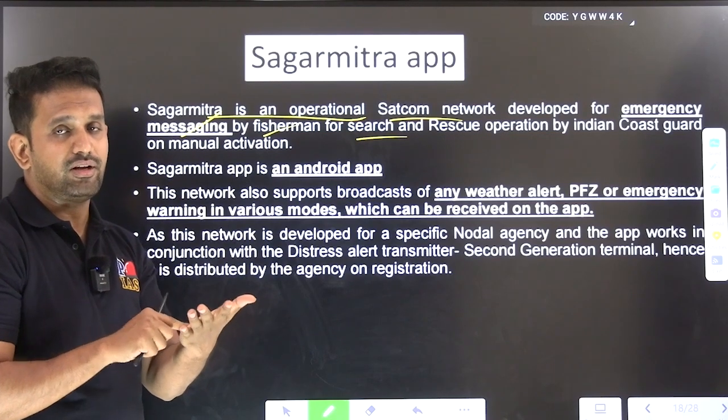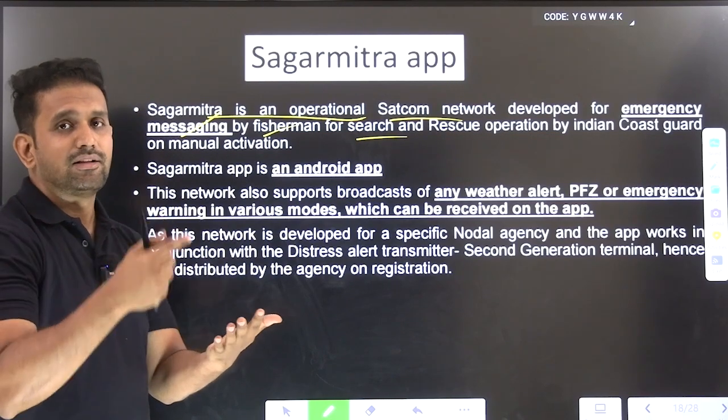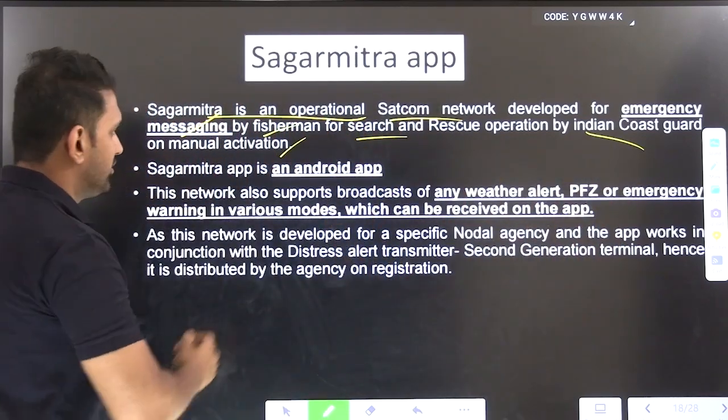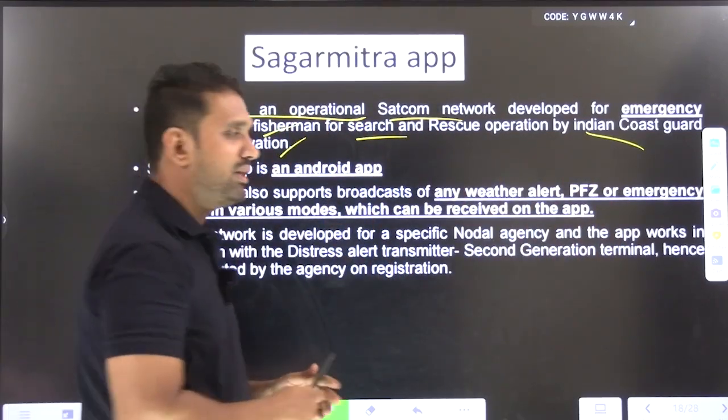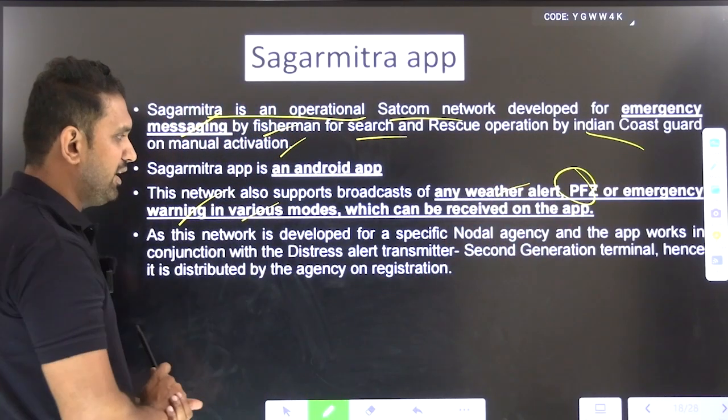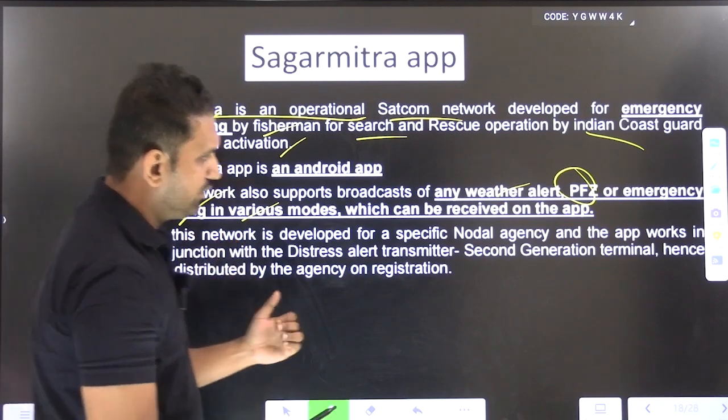If they are in danger, they have to click that button, and the Indian Coast Guard will come and rescue them. Okay, it's an Android based app. You will also get not only that, weather alerts, potential fishing zones, and emergency warnings in various modes. That is also there.